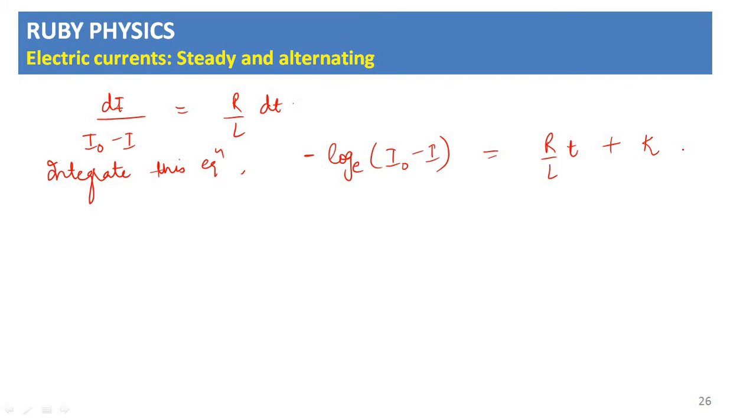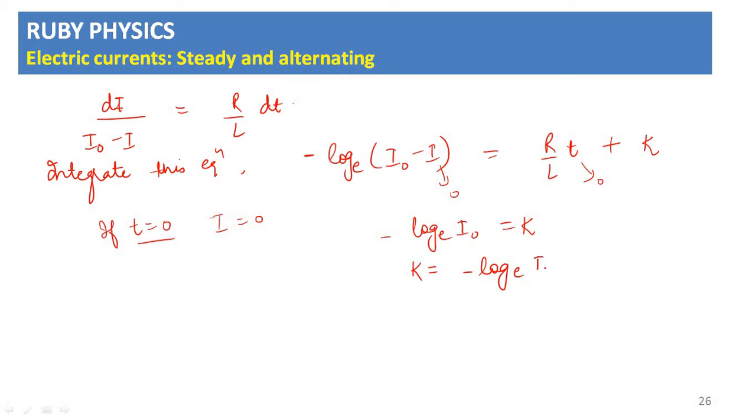So we come to this point: at t equal to 0, the current is 0. If we put t equal to 0, then we are left with minus log base e I naught equal to k, as the other term is 0. So we get the value of k is equal to minus log base e I naught. Now you have to put this value of k in the above equation.